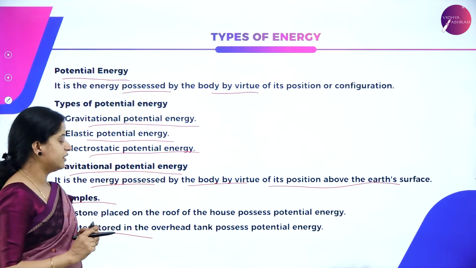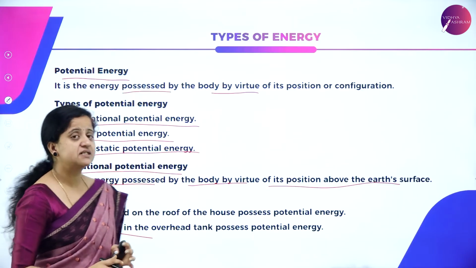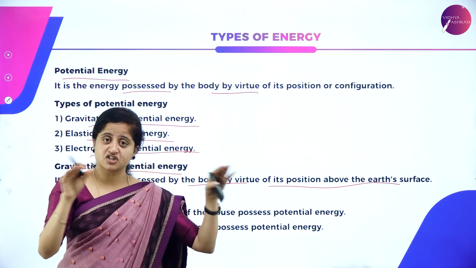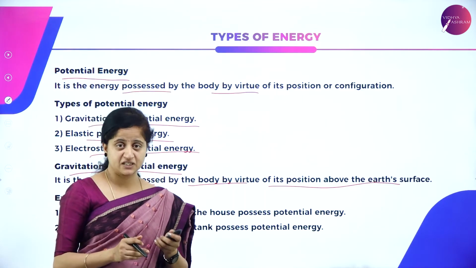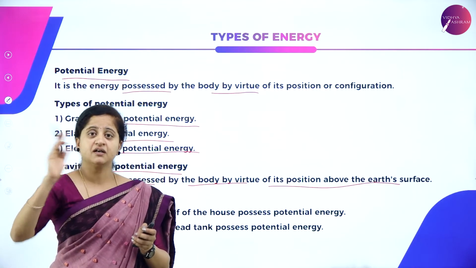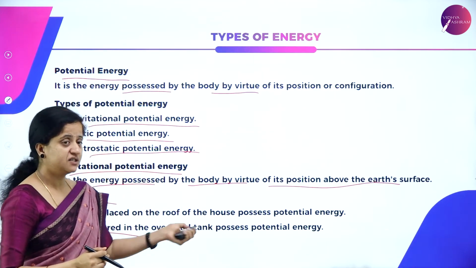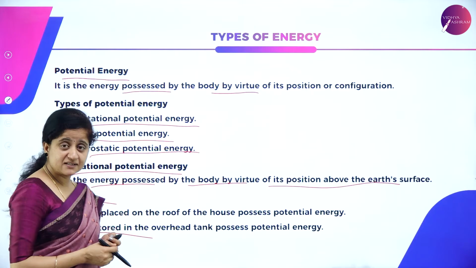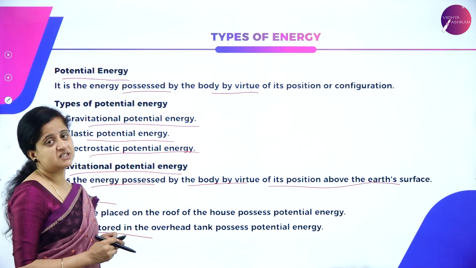The water stored in an overhead tank possesses potential energy. The flowing water possesses kinetic energy. So these are the two better examples to understand gravitational potential energy.